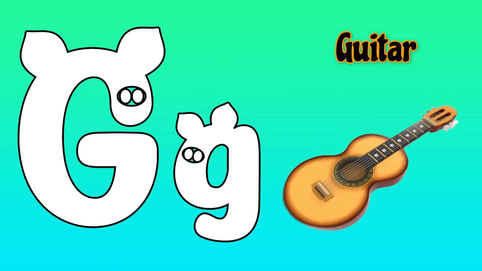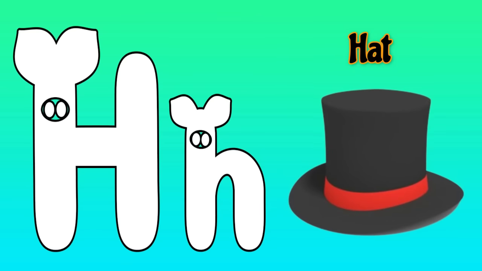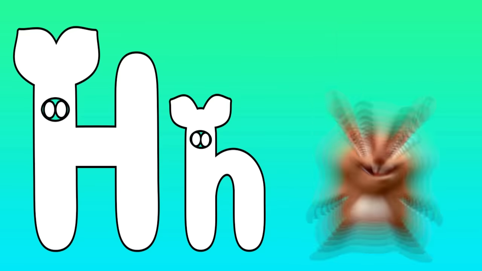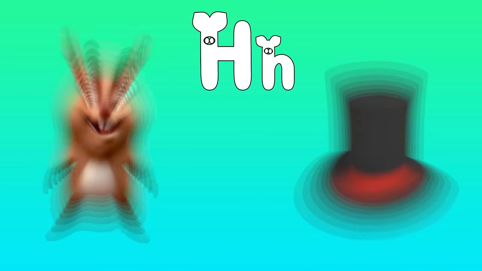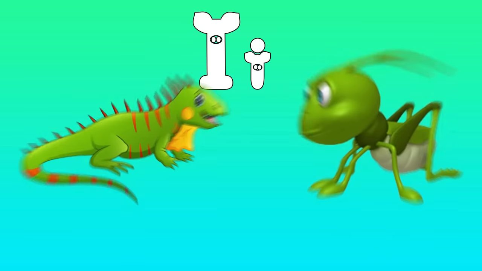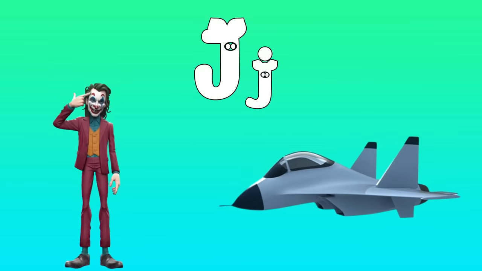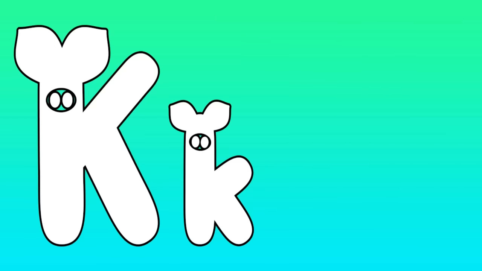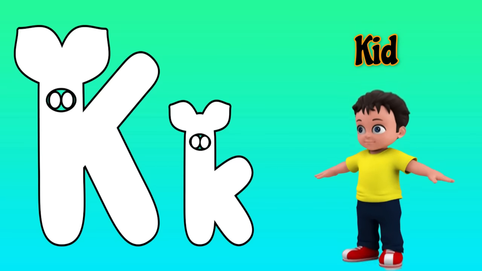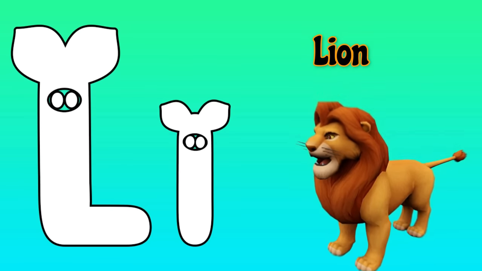Guitar, guitar. H, hat, hat. H, hamster, hamster. I, insect, insect. I, iguana, iguana. J, jet. Jet. J, joker. Joker. K, kid. Kid. K, king. King. L, lion. Lion. L, log.